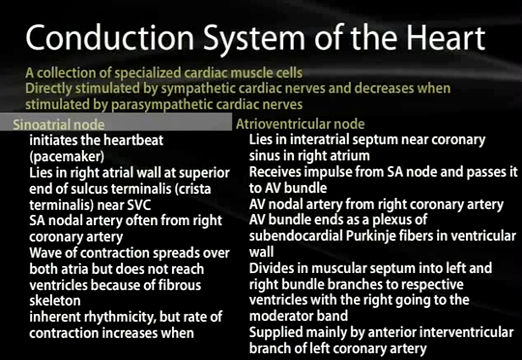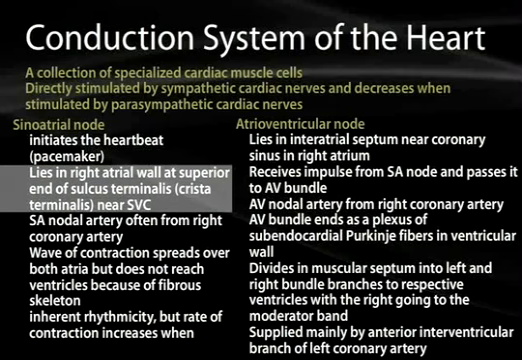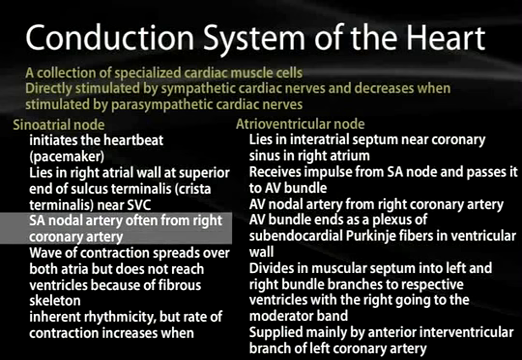If we look at the conduction system of the heart, you can see that there's going to be two nodes, the sinoatrial node and the atrioventricular node. The SA node is going to initiate the heartbeat and be the pacemaker, and it lies at the edge of the right atrial wall near the superior end of the superior vena cava. The SA nodal artery is going to come off of the right coronary artery.